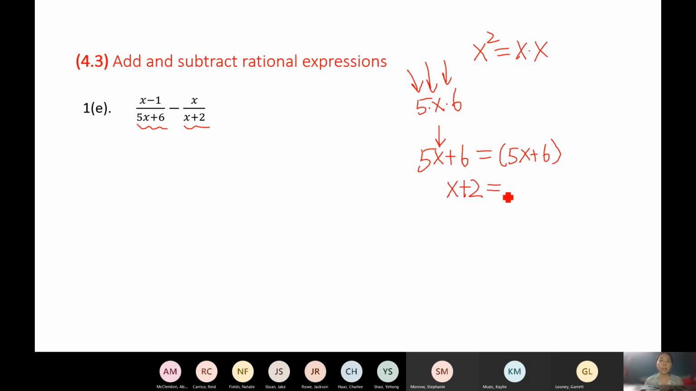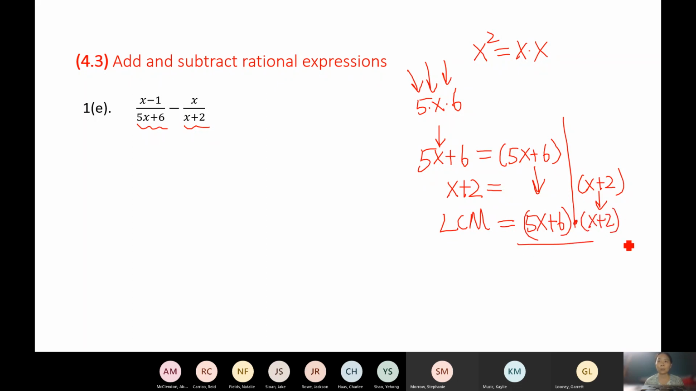Similarly, for x plus 2, you cannot break it down. What can go into x plus 2? Only 1 and x plus 2. So we bring one factor down from each column. We will have 5x plus 6 as a factor and x plus 2 as a factor, and multiply them. So what is the LCD? It's just going to be the product of these two. The tip is, if neither of them is factorable, the LCD must be the product of these two. So you just need to multiply them.